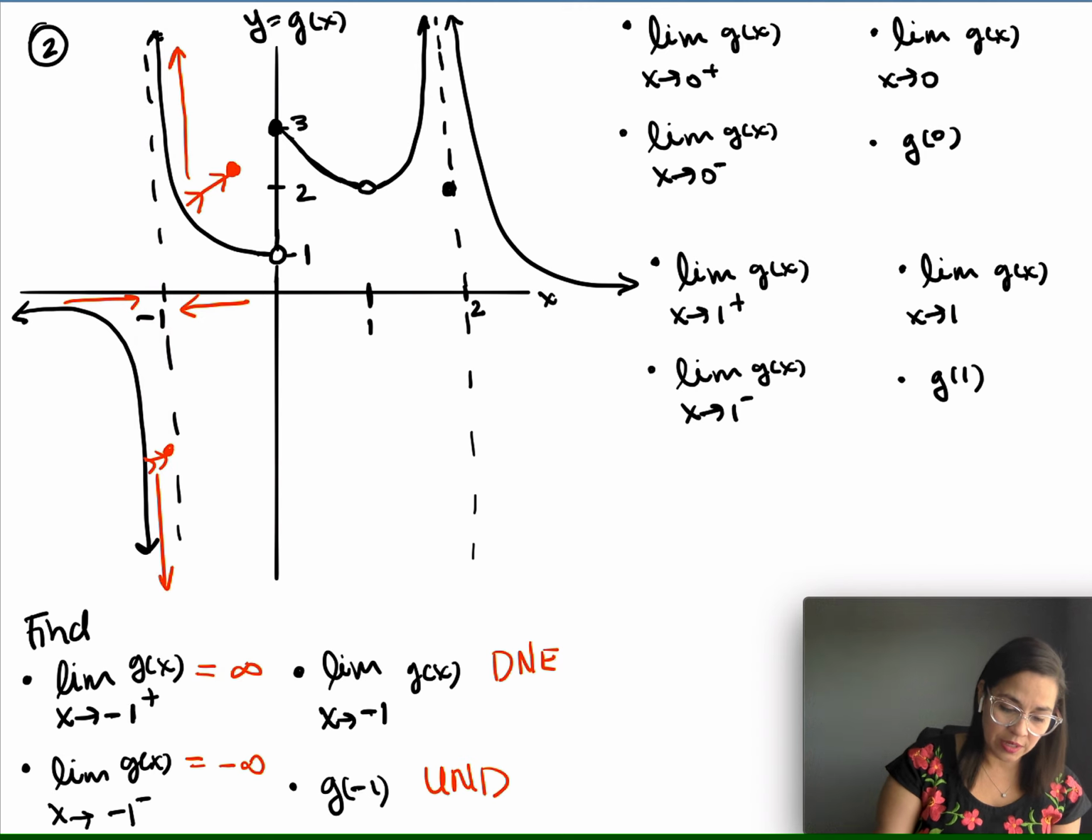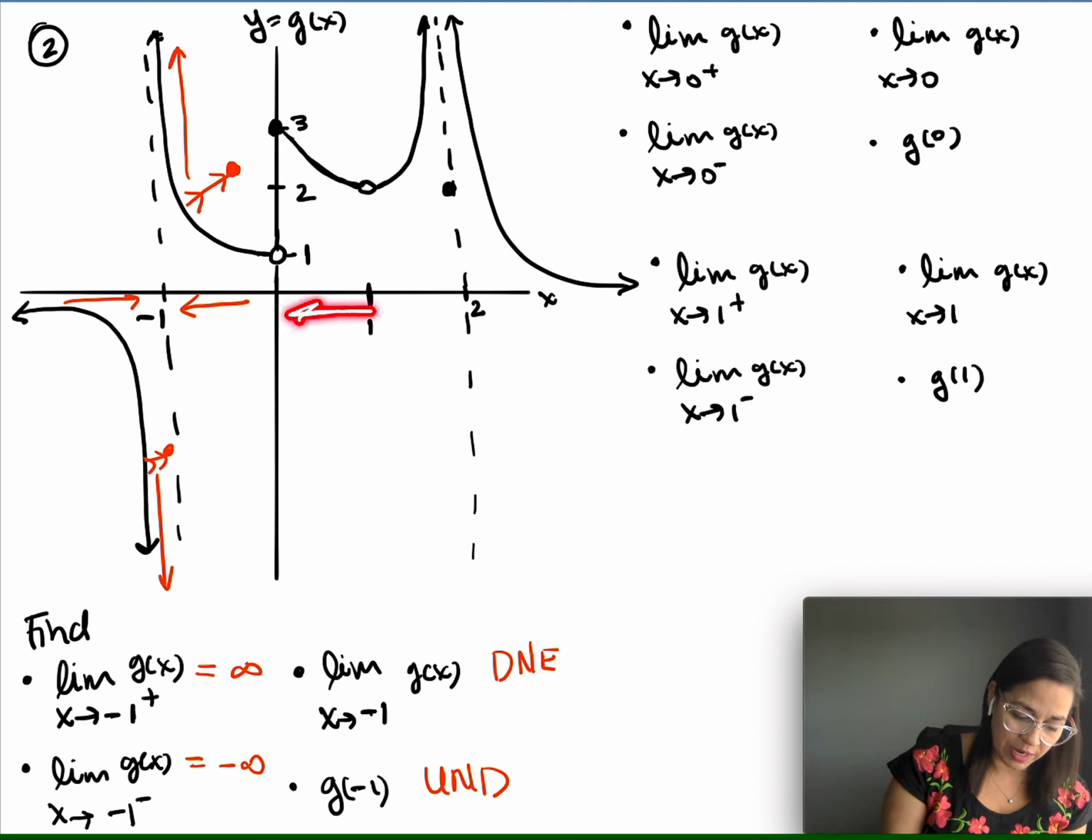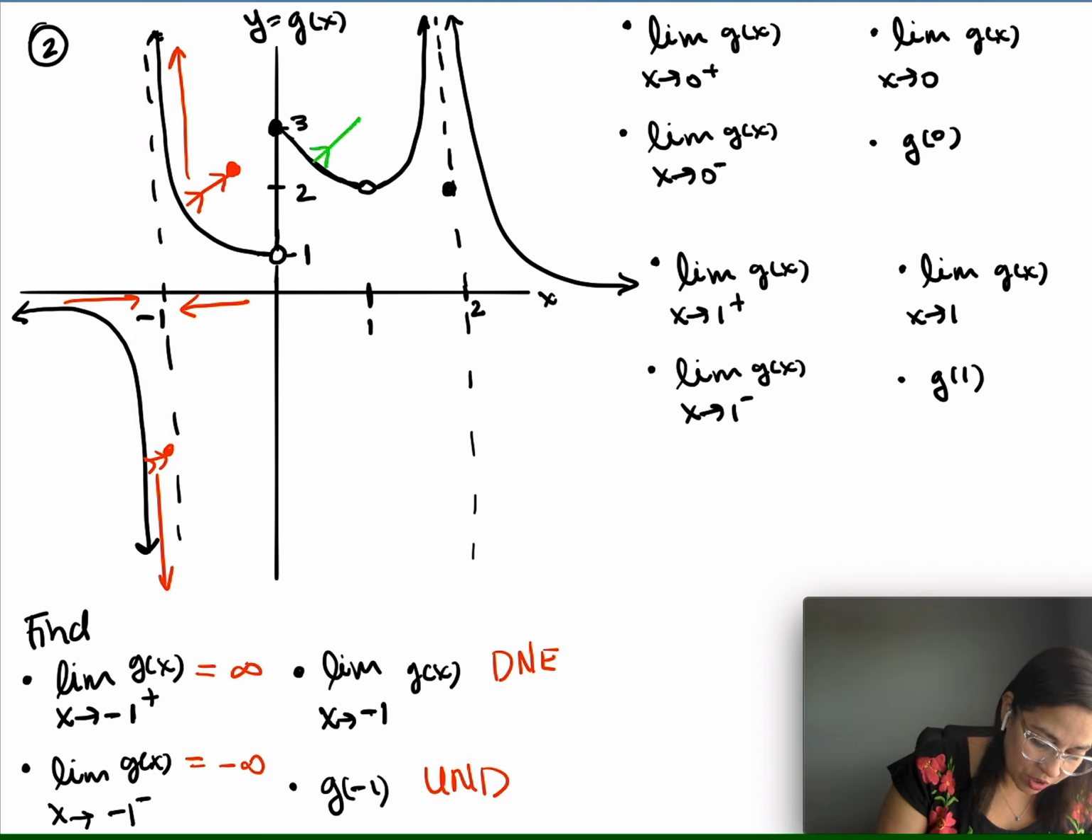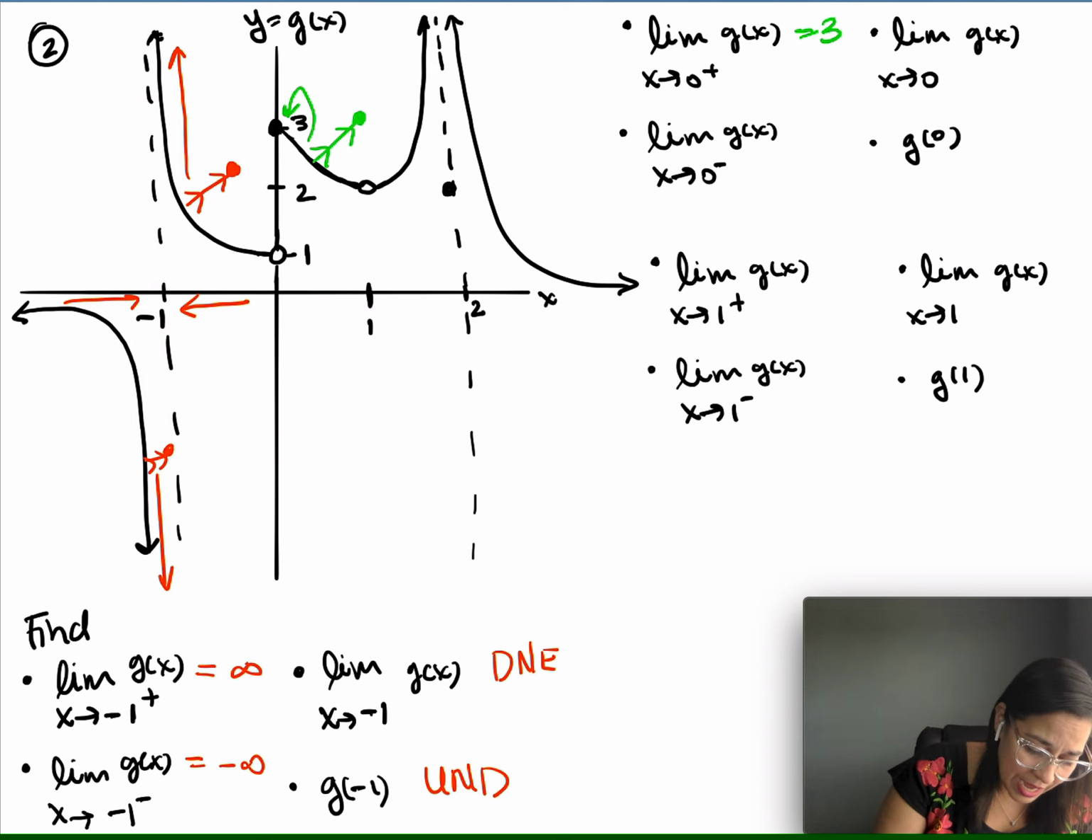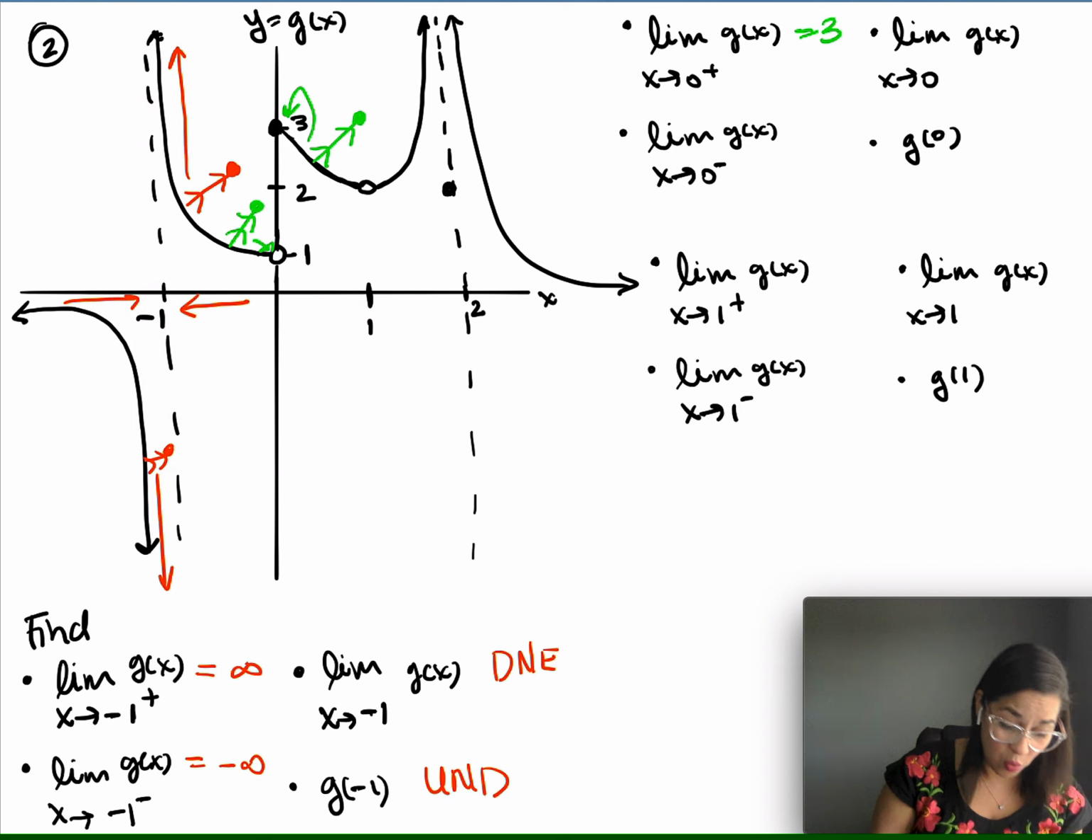Now we'll look at the limit as x approaches 0 from the right. So from the right, I'm approaching 0 from the right. I get on the graph, and it takes me to 3. If I'm approaching 0 from the left, I get on the graph, and it takes me to 1.